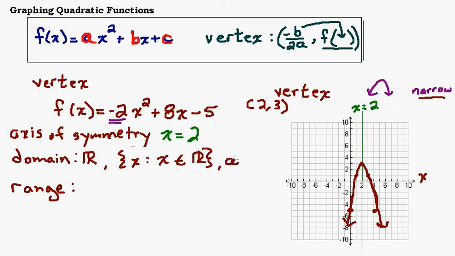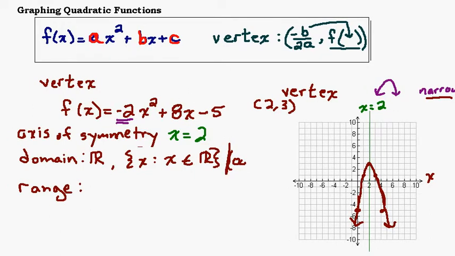You could say infinity. Wait, let me write that a little better. Oops. It just kind of depends on how your book or your instructor likes you to write the domain. You could use interval notation, negative infinity to positive infinity. That's a common way to write the domain.